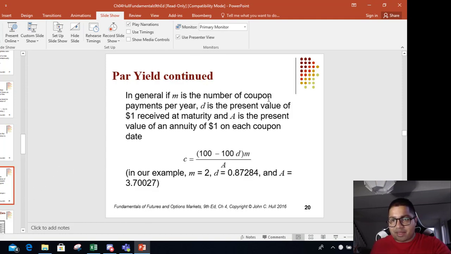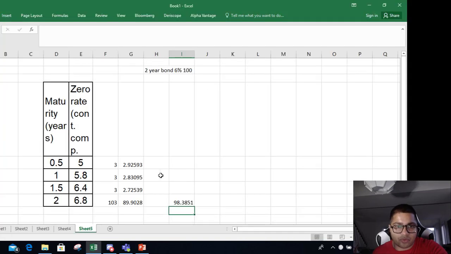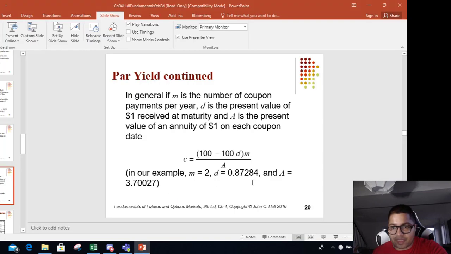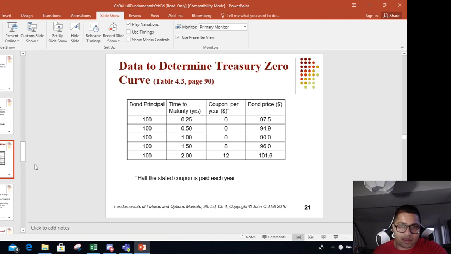In general, if m is the number of coupon payments per year and d is the present value of $1 received at maturity, A is the value of annuity, right? Then c, coupon rate, is given by c is equal to (100 minus 100d) times m divided by A. In our example, they have given m is 2, frequency is 2, d is the discount rate of 100, so that is 0.8724. So effectively that, and A is the coupon value, so you divide it by coupon payments, you should get that. Okay.